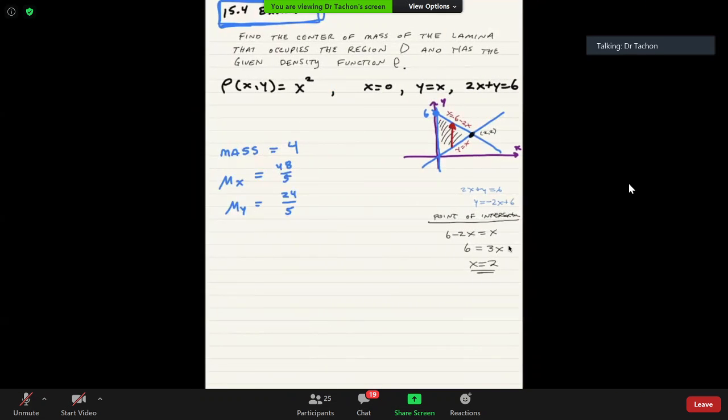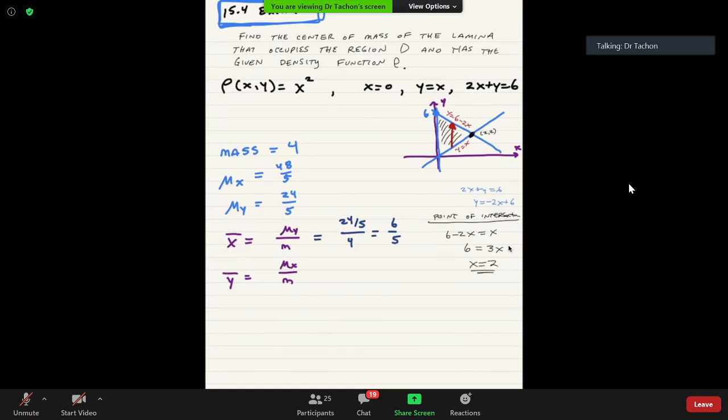So let's go ahead and find our center of mass. How do we do that? x bar is going to be the moment with respect to the y-axis divided by the mass, and y bar is going to be the moment with respect to the x-axis divided by the mass. So x bar is going to be 24/5 over 4. That's 24 over 20, which is 6/5.